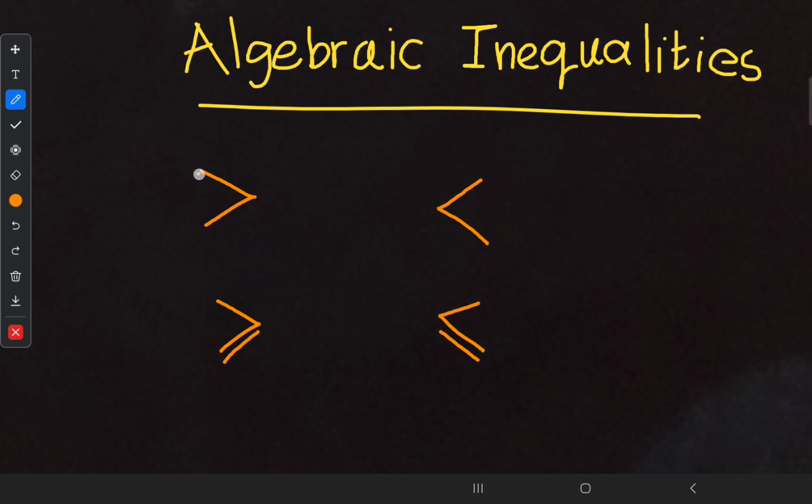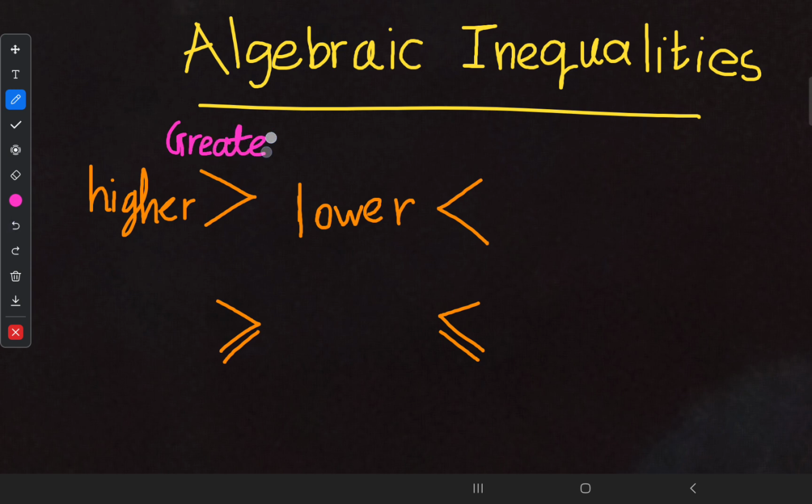First one, this symbol indicates that on the open side we have to indicate the higher value, and on the pointed side we have to indicate the lower value. In the open side the higher value should be indicated, in the pointed side the lower value. This is called greater than.